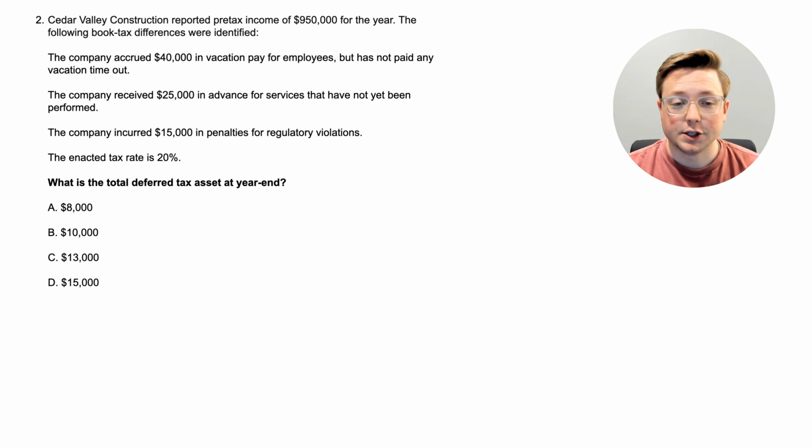All right, here we are at question 2. What is the total deferred tax asset at year end? Now, we learned a lot about deferred liabilities and tax assets in just the first question. So I bet you could figure some of this one out. Let's read through all of it.